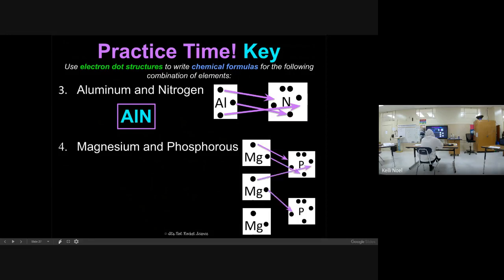So the key is if you use up all of what's around the metal and you still have an empty space on the non-metal, you have to add another metal. And if you use up everything on the non-metal, and you still have electrons on the metal, then you have to add another non-metal until it's all used up. And so, like I said, we're going to spend some time Monday looking at that.